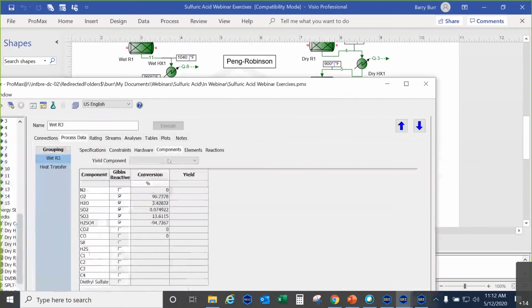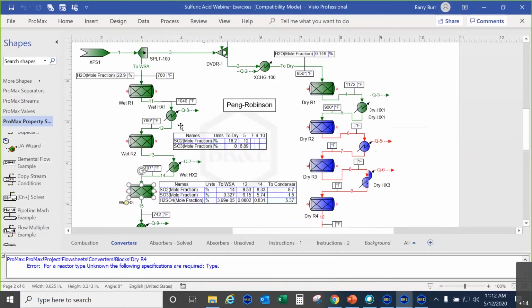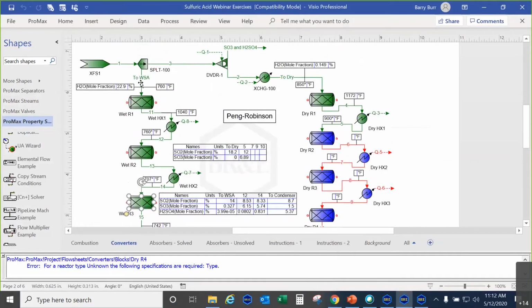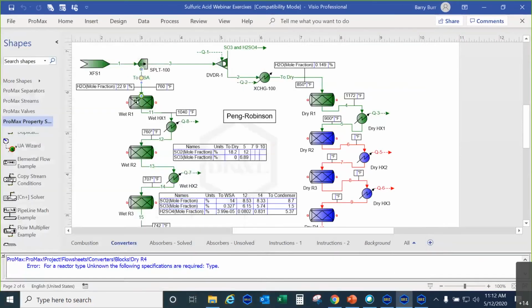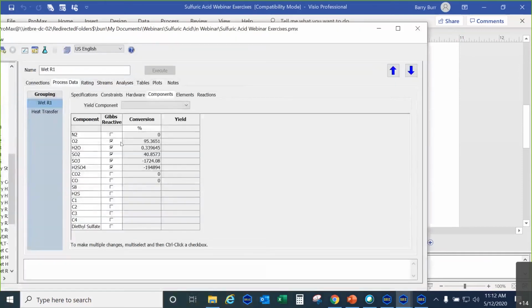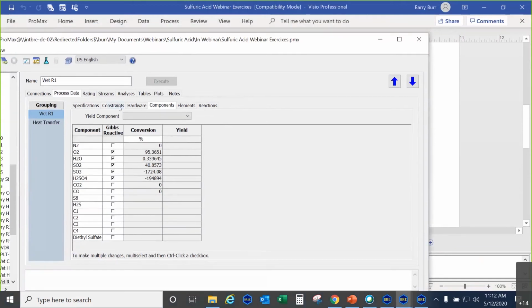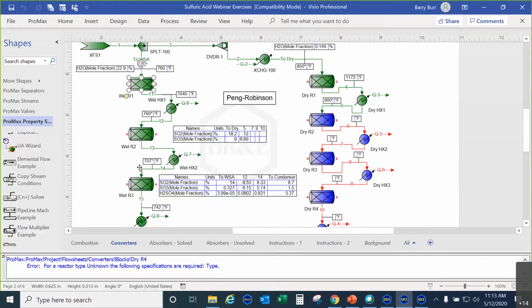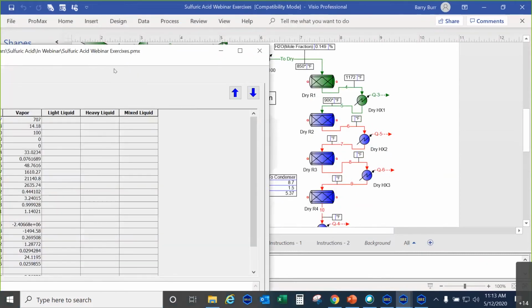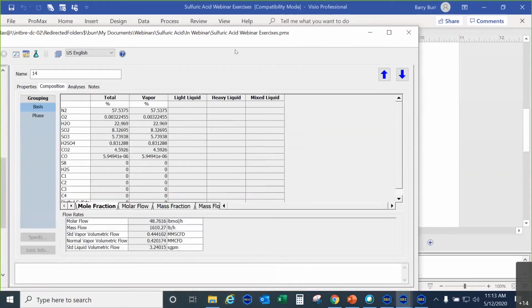Feel like I'm missing something. It's like I don't have enough oxygen. 95% conversion of the oxygen, 40% conversion of the SO2. Yeah, somehow I need more oxygen on the inlet.